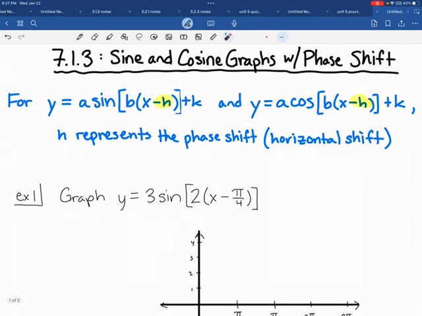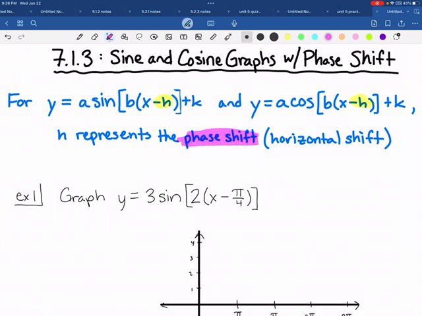So we know from past units and years that when we have something adding or subtracting inside our function with our x variable, it causes a horizontal shift. When we talk about sine and cosine graphs, we give that a special name. It's called the phase shift. So when we say phase shift, we're just talking about horizontal shift.